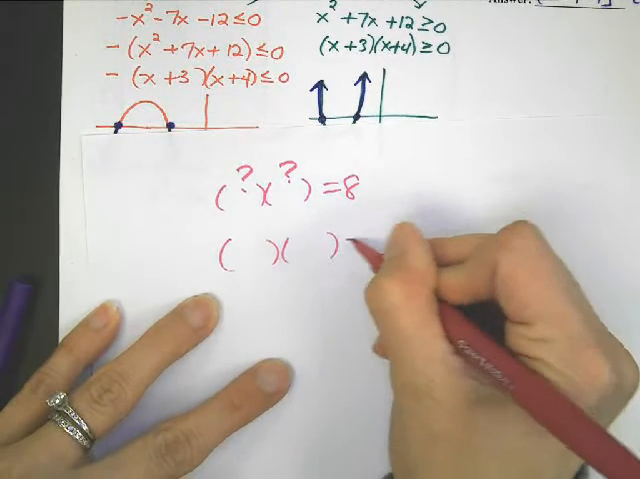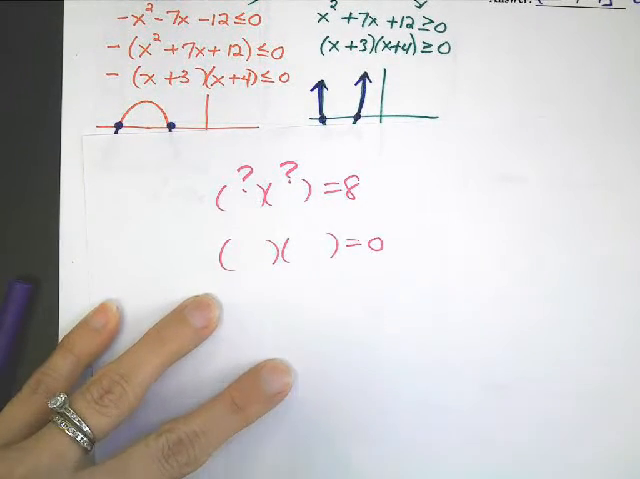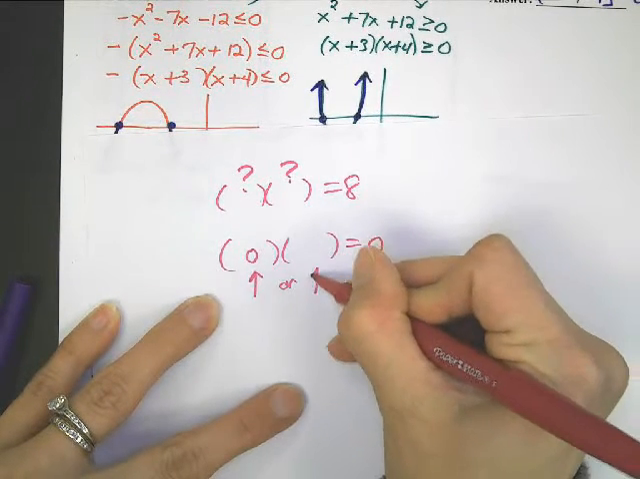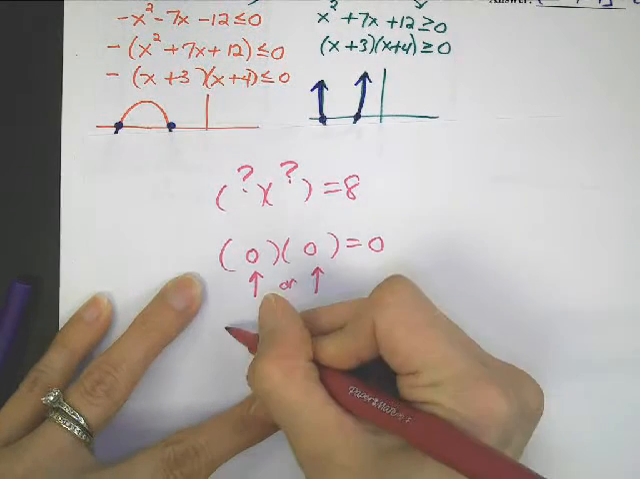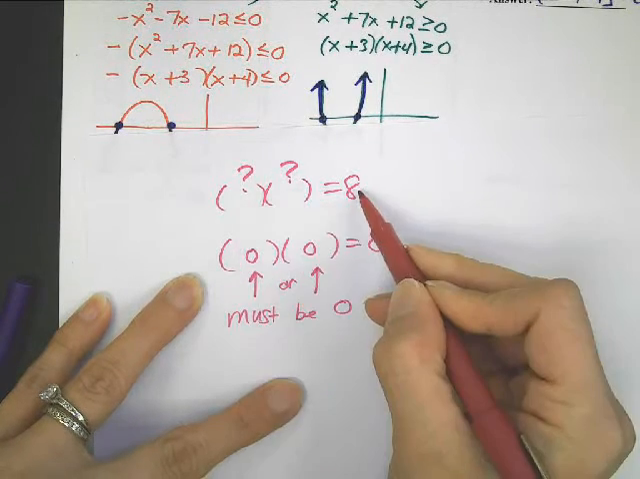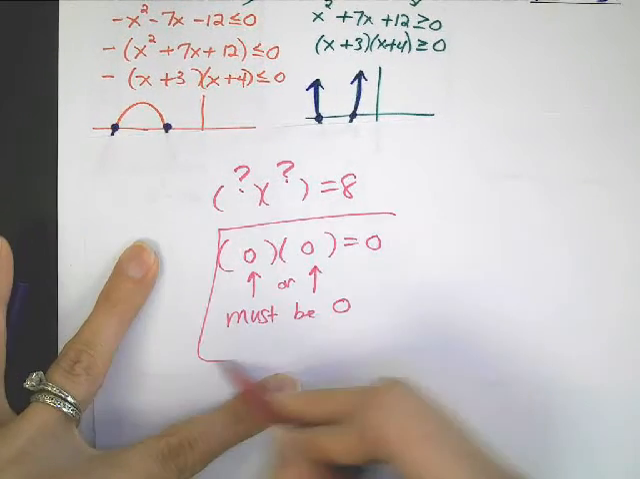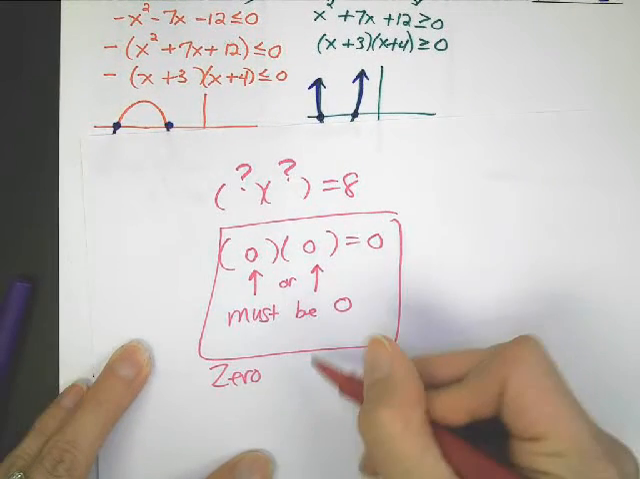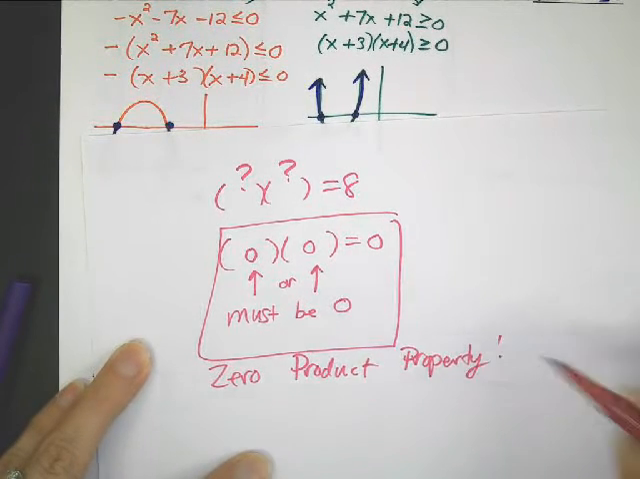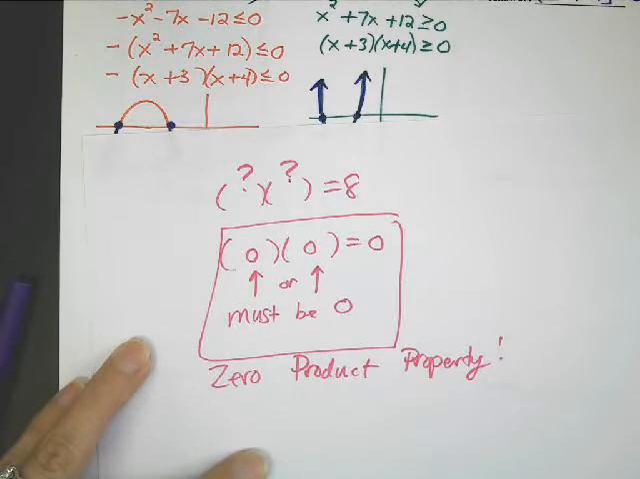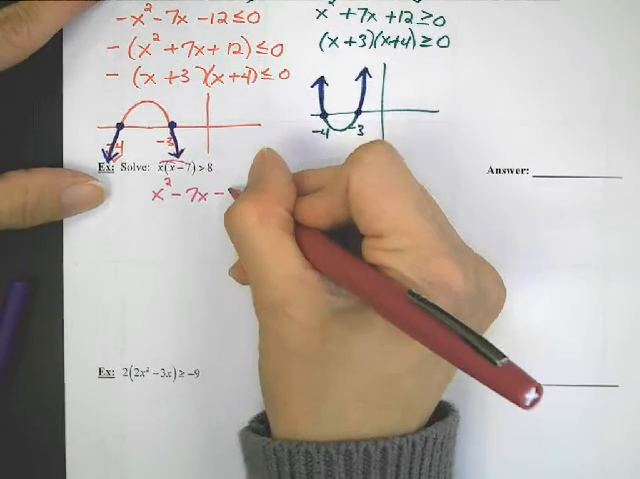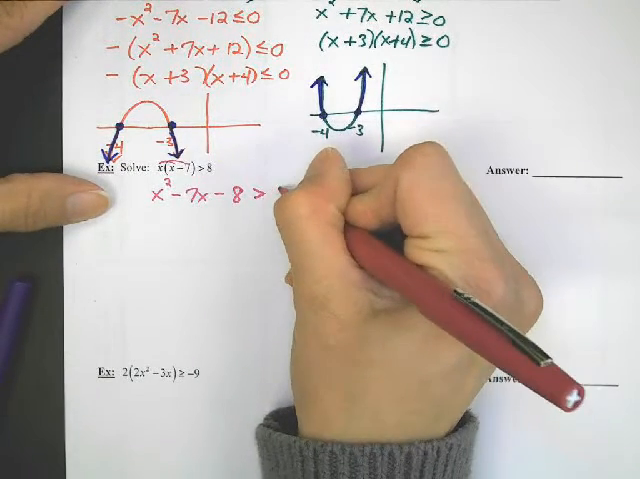But if I have something times something equal to 0, I know without a doubt that this one is definitely 0, or this one is definitely 0. One of them must be a 0. Just because you have an 8 doesn't mean one of them must be a 0. This right here is called the 0 product property, and it is what we're using when we're solving and factoring. So we cannot leave that 8. We're going to have to subtract the 8 to the other side and say greater than 0.